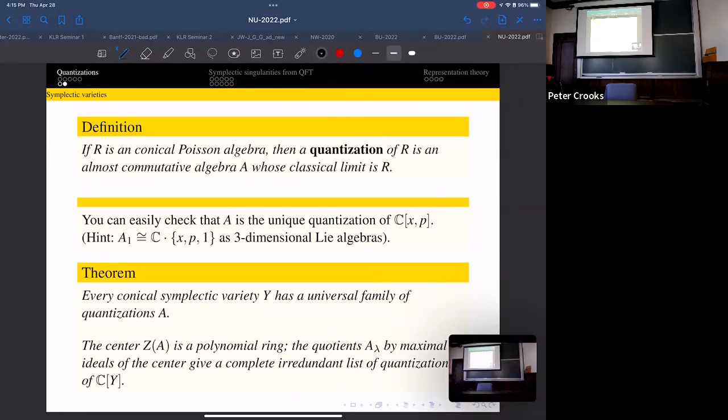So to say that, I should define a quantization. We have this functor where we take an almost commutative algebra, we take its semi-classical limit. I'm writing classical limit in the slide, but it's semi-classical, it remembers the Poisson structure. And you might ask, well, can I go backwards? Can I start with something with a Poisson structure and find the non-commutative algebra? If I can, how unique is that non-commutative algebra? So for example, if I take polynomials in 2 variables with the Poisson structure, you can check that the unique way of doing that is the Weyl algebra.